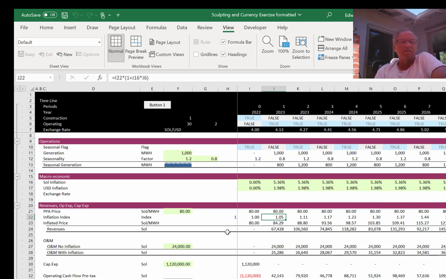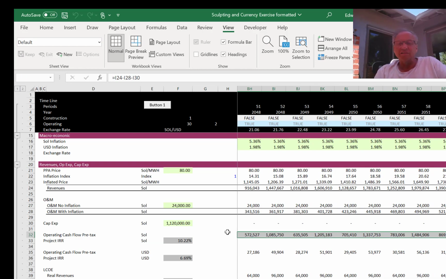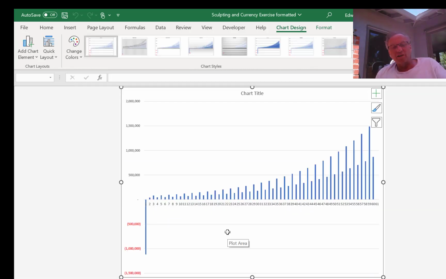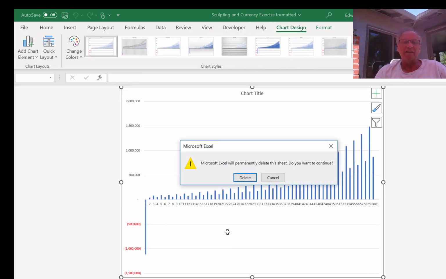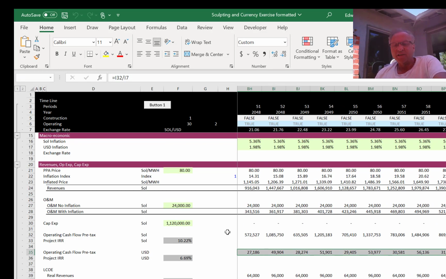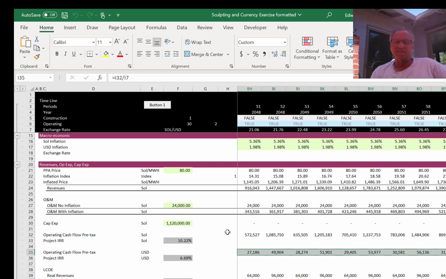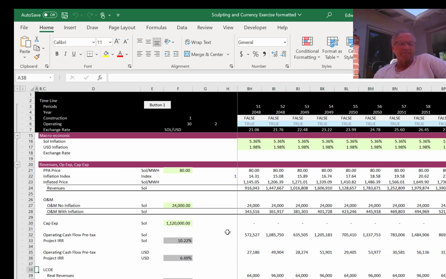So here's our Soles. Everything's in Soles, and then eventually we get our cash flow. This is our Soles cash flow, and I'll press F11, and it's going up because we have a high rate of local inflation. If we did the same thing, F11, in our USD, we have a very different pattern, and we have to decide how we're going to sculpt the debt.